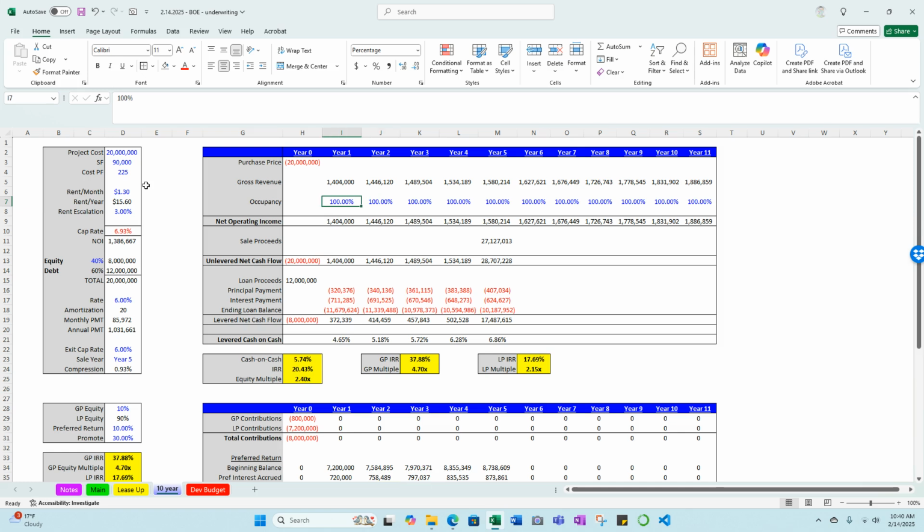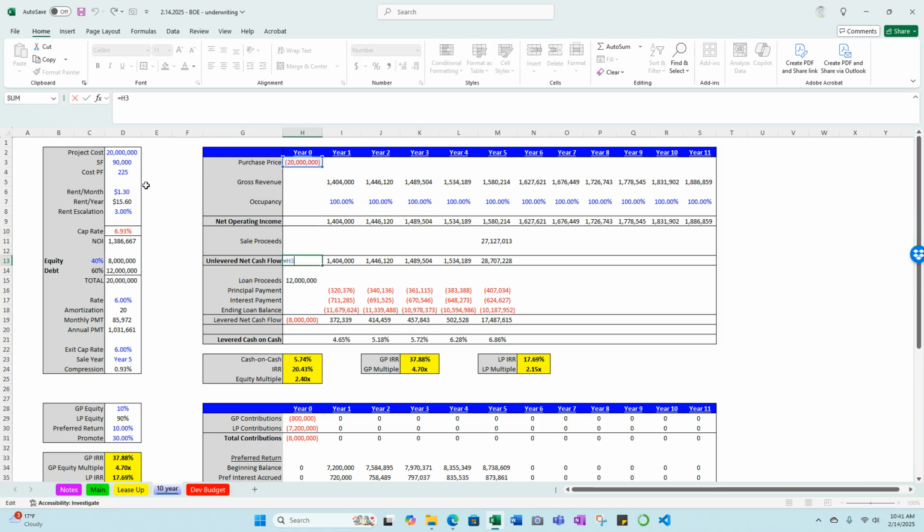So you could simply model out occupancy here, or go back to another tab like our lease up tab and build it more dynamically, even on a monthly basis, and have it flow into annual, then have it flow into this. So the net operating income row is simply gross revenue times occupancy. That's just dragged across.